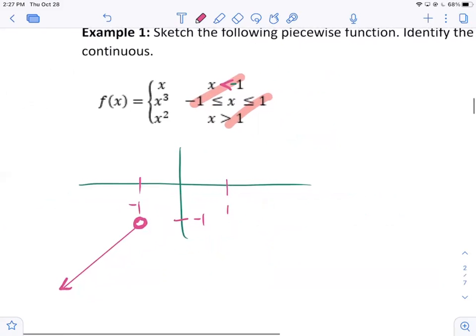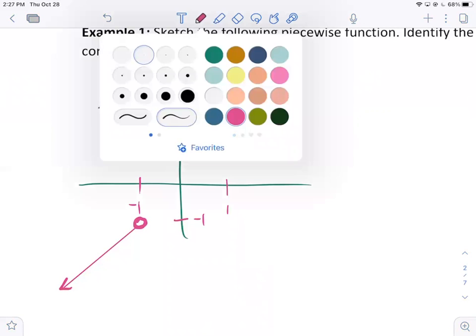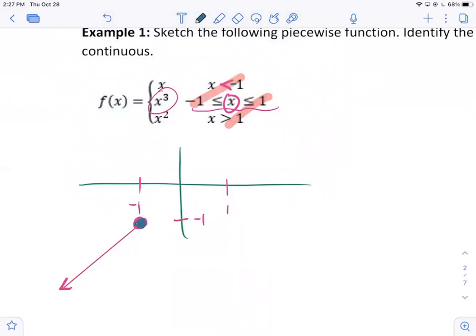All right, now let's look at the next piece. Between -1 and 1, it's X cubed. Let's see if we can figure out the right-sided limit from -1. You can read this from the inside out, yes? It's the better way. X is greater than or equal to -1. So what's the limit from the right of -1? It's -1 cubed, which is what? -1.